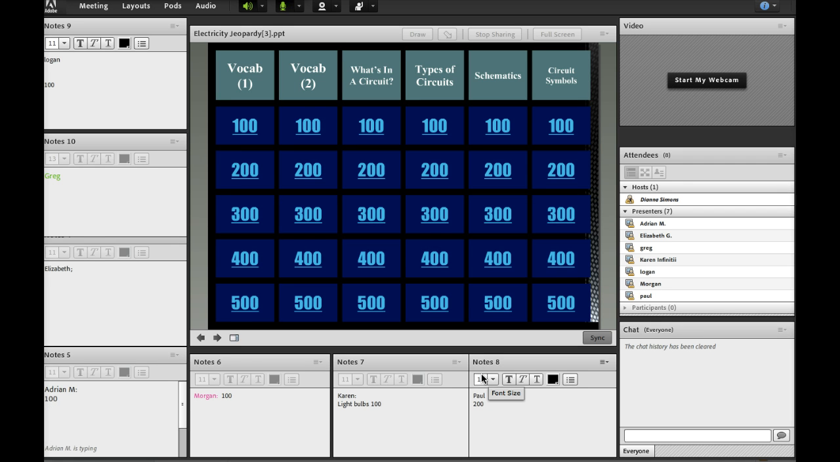Logan, are you listening? Pick a number. Pick a topic, pick a number. So guys, just being here, typing in your name doesn't mean that you're listening, right? Okay. Morgan, pick a topic, pick a number. Vocab. 200. Vocab, the first one, is that good?